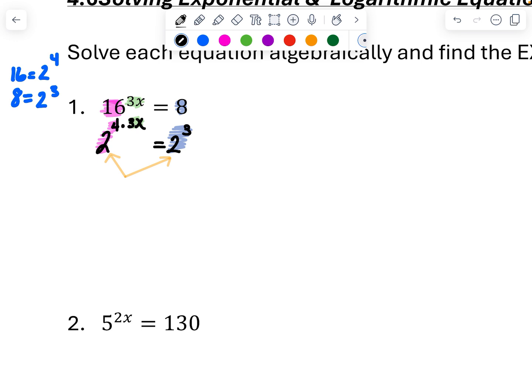So then I am left with the problem 4 times 3x is equal to 3, or 12x is equal to 3, or x is equal to 1/4. And that will do it for me. If I want to check myself, I can type that in my calculator and hit enter, and I find out that I get 8.